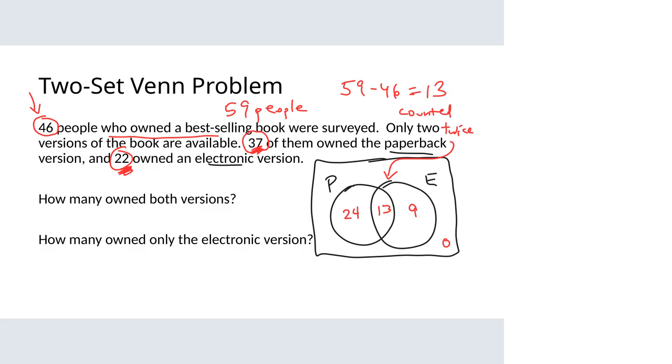Now we can answer those questions. How many owned both versions? Well, that was what we did all that work to find out. The number that owned both versions is 13. That was the first thing we did, was figure out how many go in region 2. And then my question to you, last question of the day, how many owned only the electronic version?